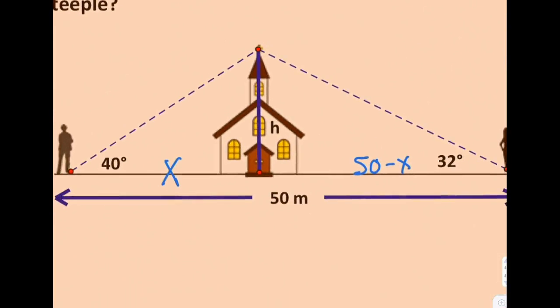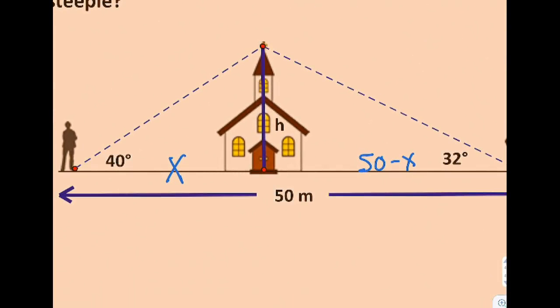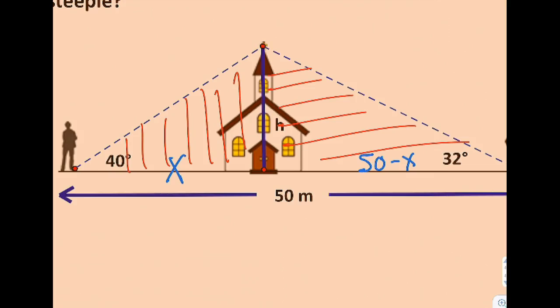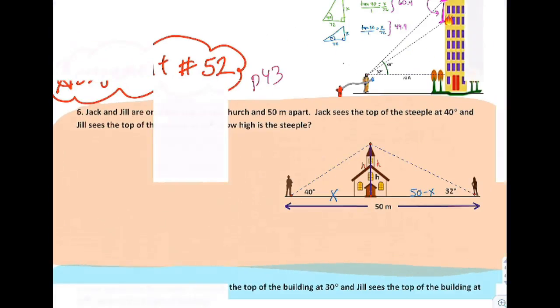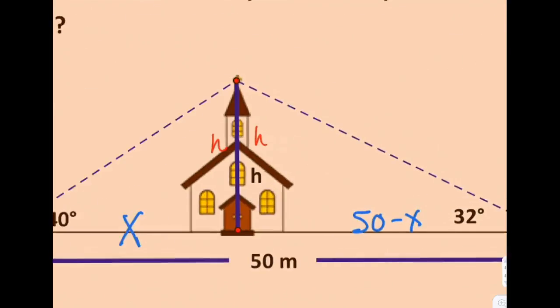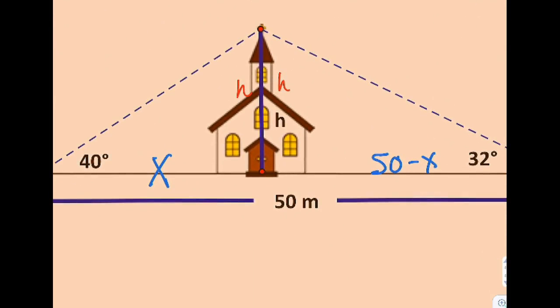I remember I told you to set it up like this before we left class. So we have x on the left and 50 minus x on the right side, because what we really have is two triangles, one here and one here. We don't have enough information to solve either one of them. So we know that we're looking for the height of the church, because it says how high is the steeple. But in both cases, we don't have enough information to solve them independently, so we have to make a system out of it.